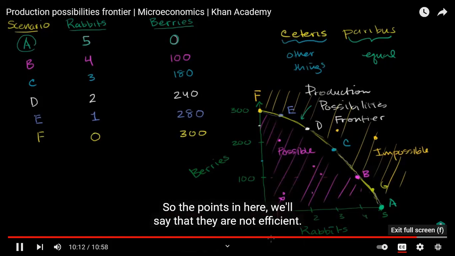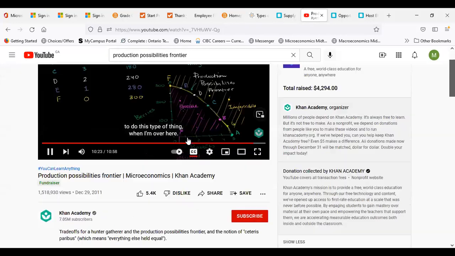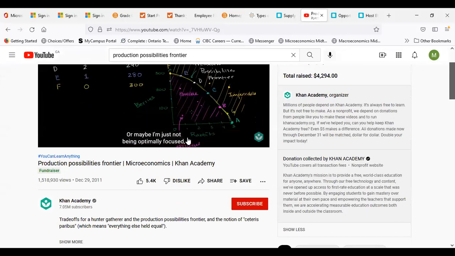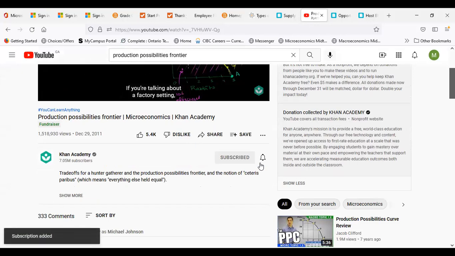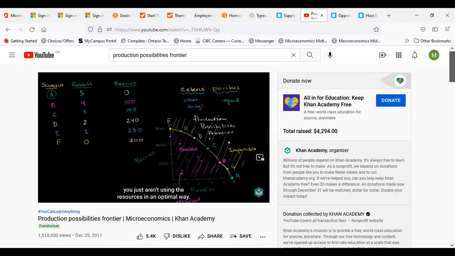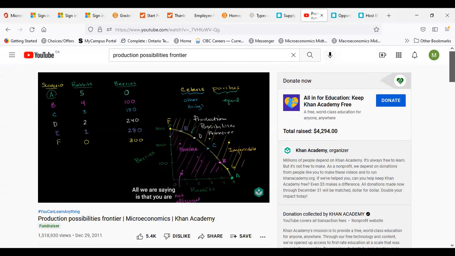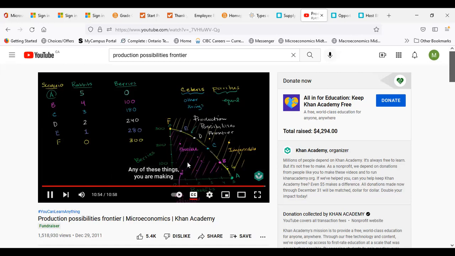The points in here we'll say are not efficient. Maybe somehow I'm not using my resources optimally, or I'm just not being optimally focused. If you're talking about a factory setting, maybe deciding to make one thing or another, maybe you just aren't using the resources in an optimal way. Now, all the points on the frontier are efficient. You're doing the most you can do. Right now, we're not making any judgment between whether any of these possibilities are better than any other. All we are saying is that you are doing the most that you can do. Any of these, you are making the most use of your time.